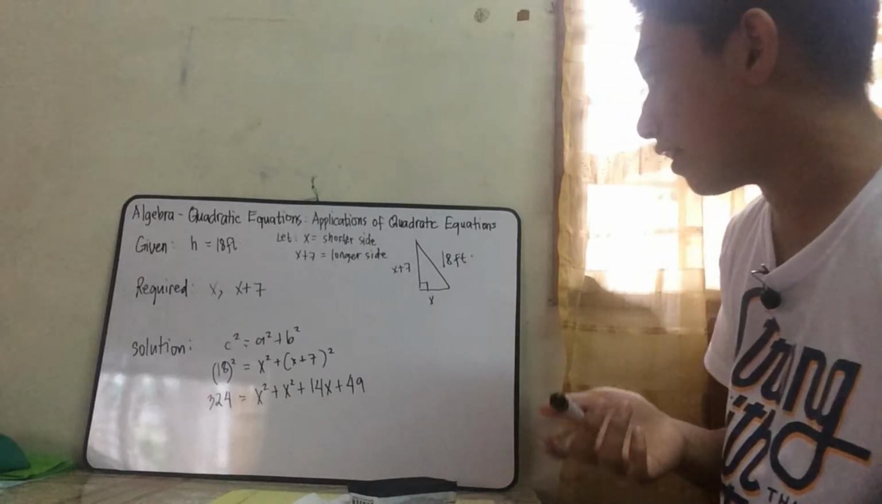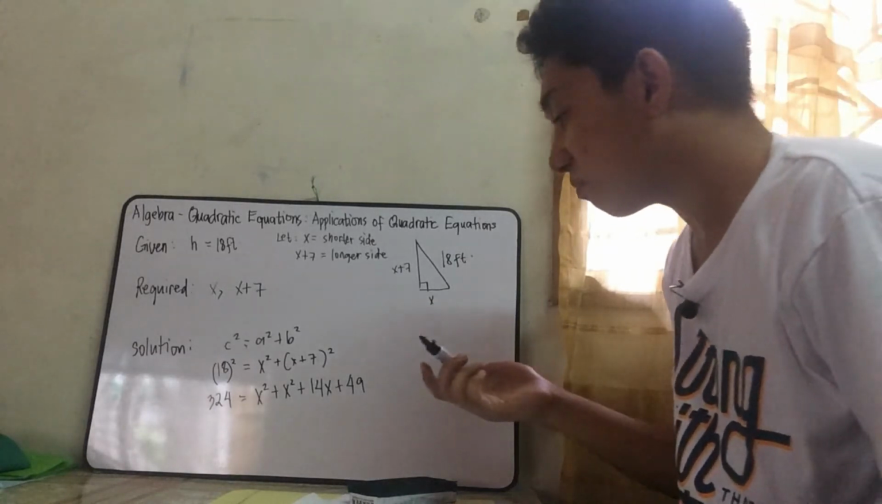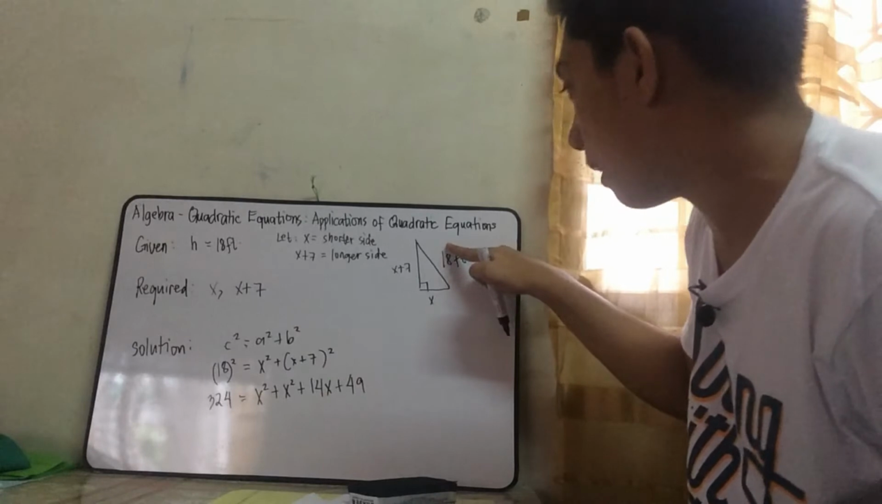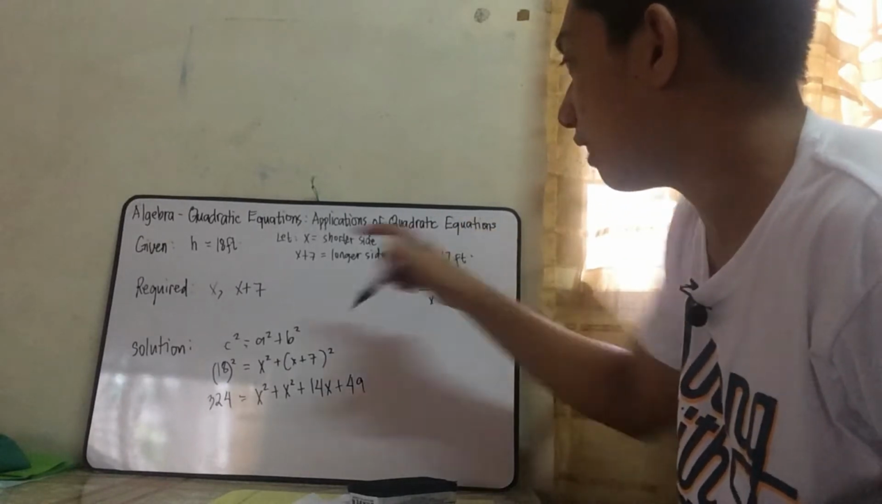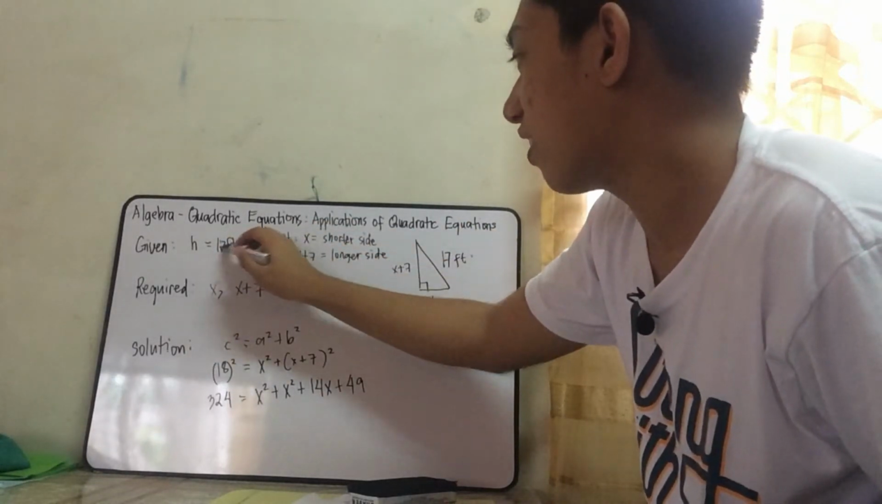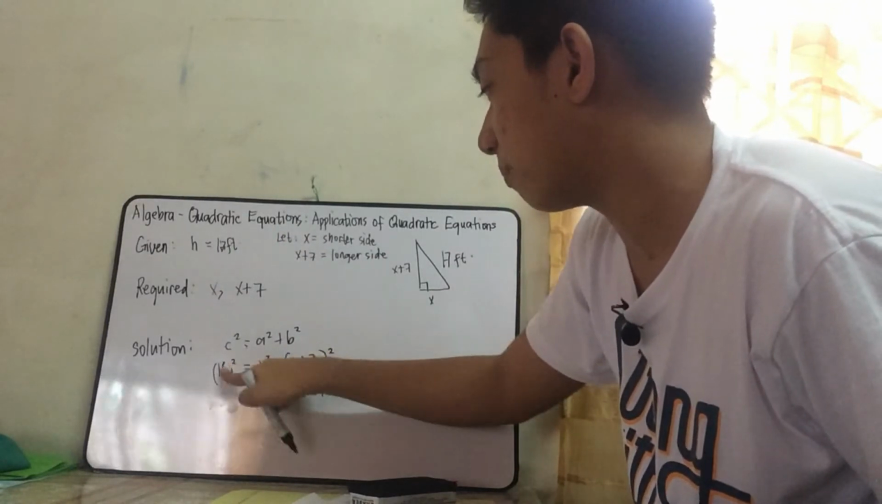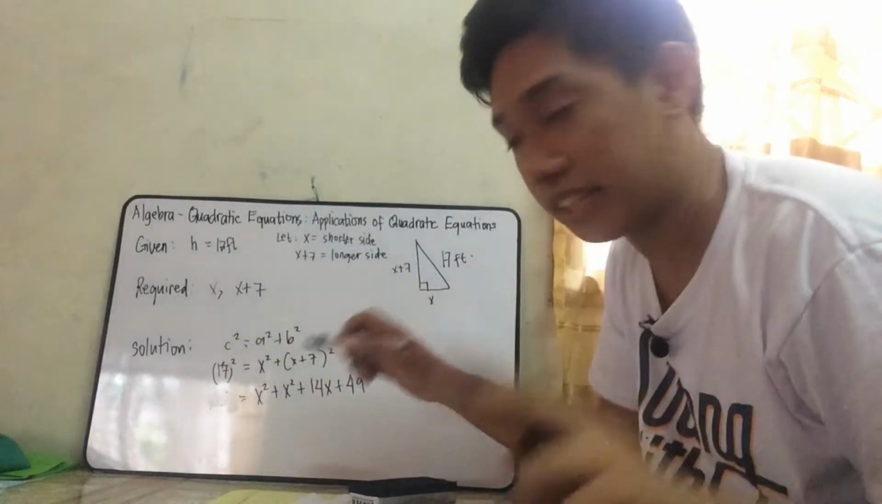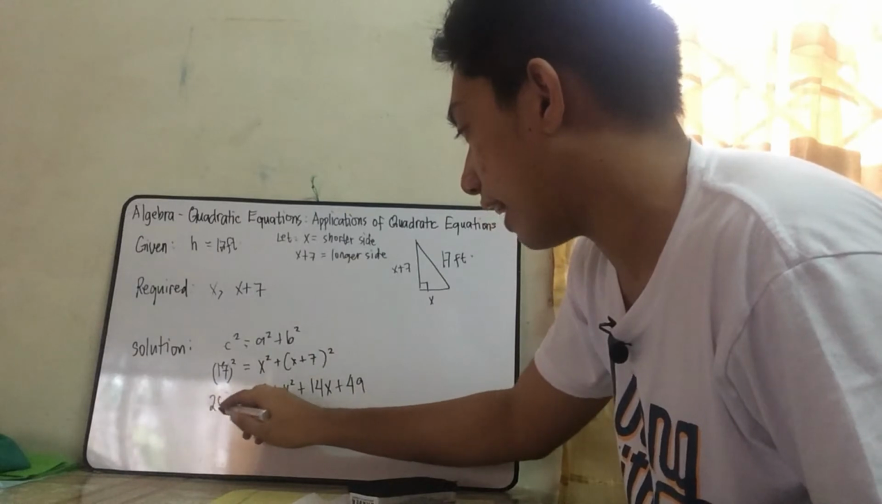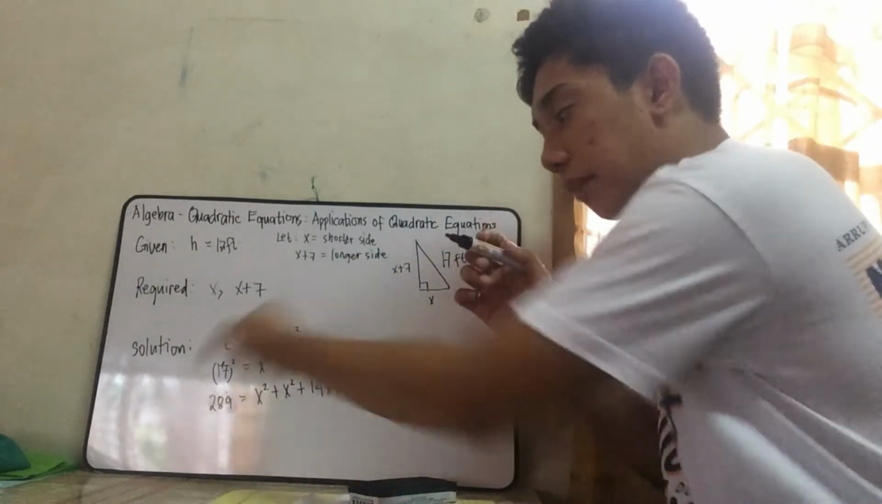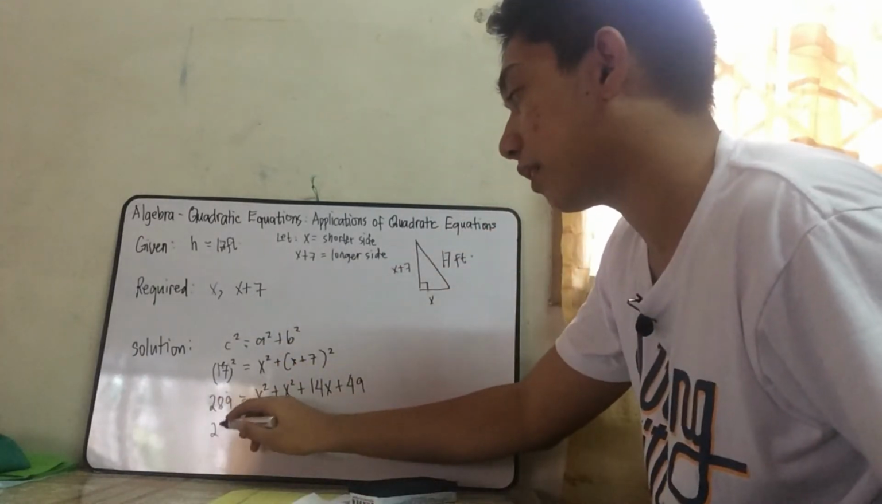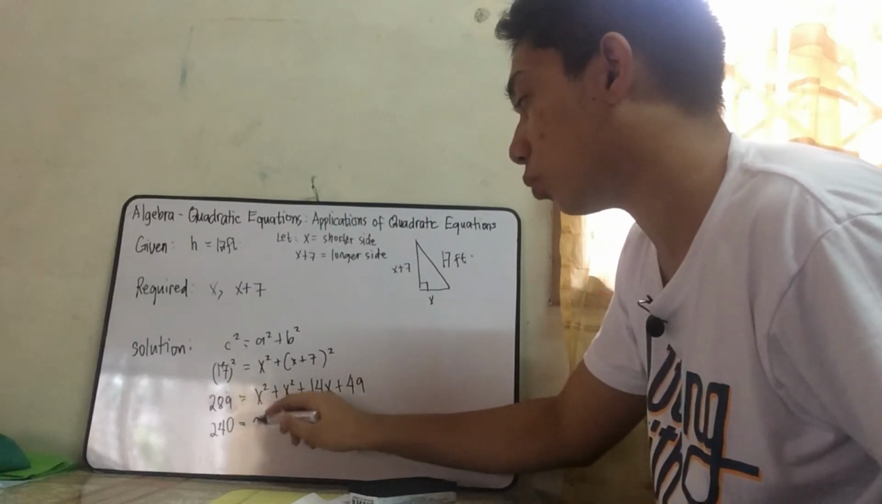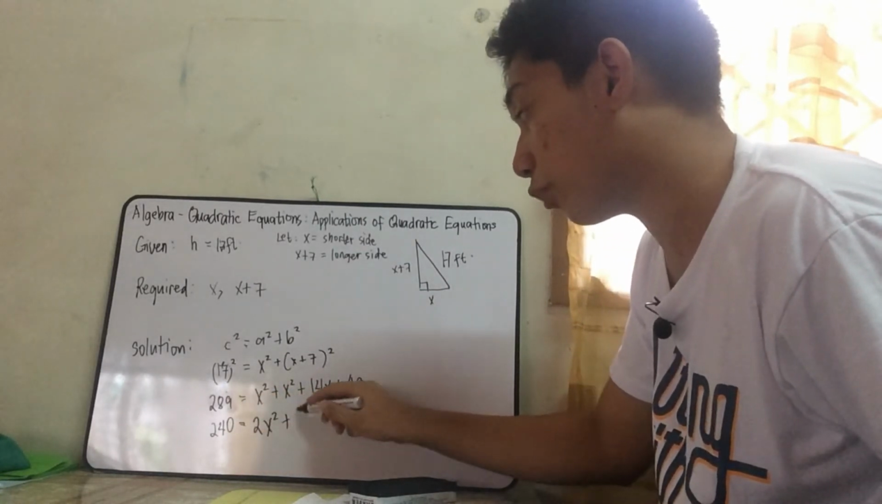In simplifying this one, okay, sorry pala, 17 feet pala yung given. 17 feet, medyo nako-confuse tayo. Okay? So, this is 289. 17 po yan. Sorry. So, this is 289. Then, transpose, ilipat sa kabila. So, this becomes 240 is equal to 2x squared plus 14x.